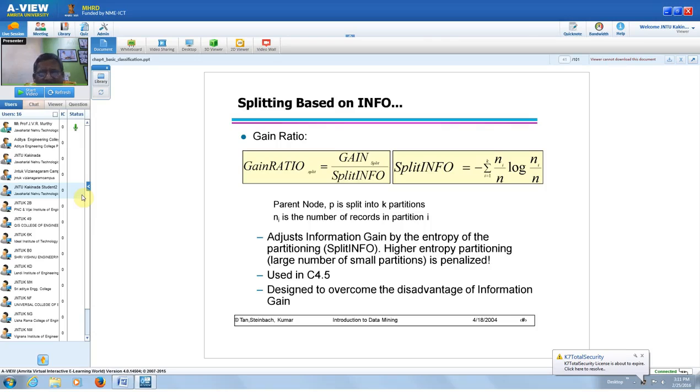It is designed to overcome the disadvantage you get out of information gain. Because if you consider only information gain, and you simply divide into more number of partitions, you get a very good information gain, but it is of no use. So the number of partitions also should be limited. In order to achieve that, the split info parameter divides the gain, that is gain ratio. This disadvantage is overcome with this. Is it clear to you?